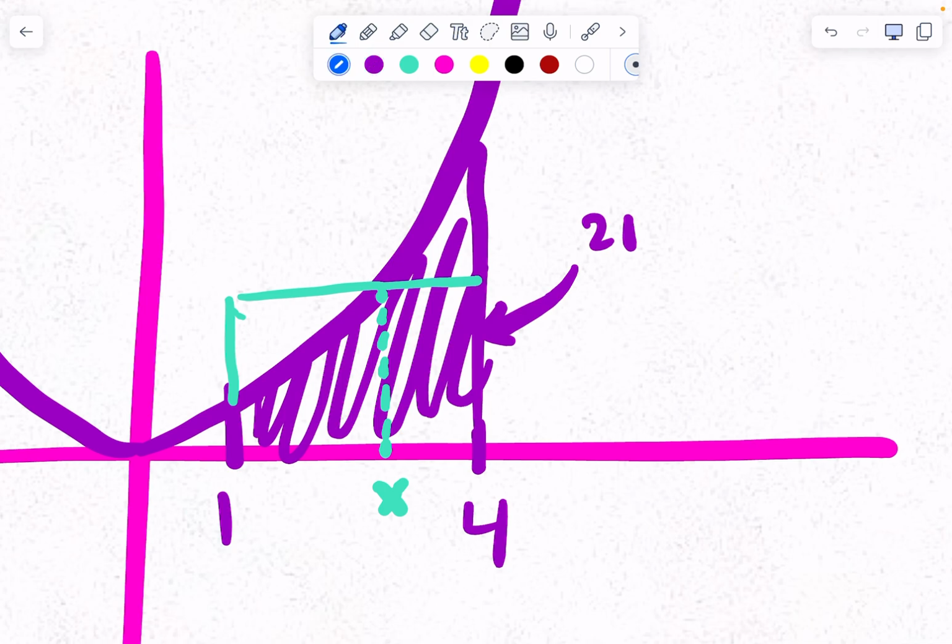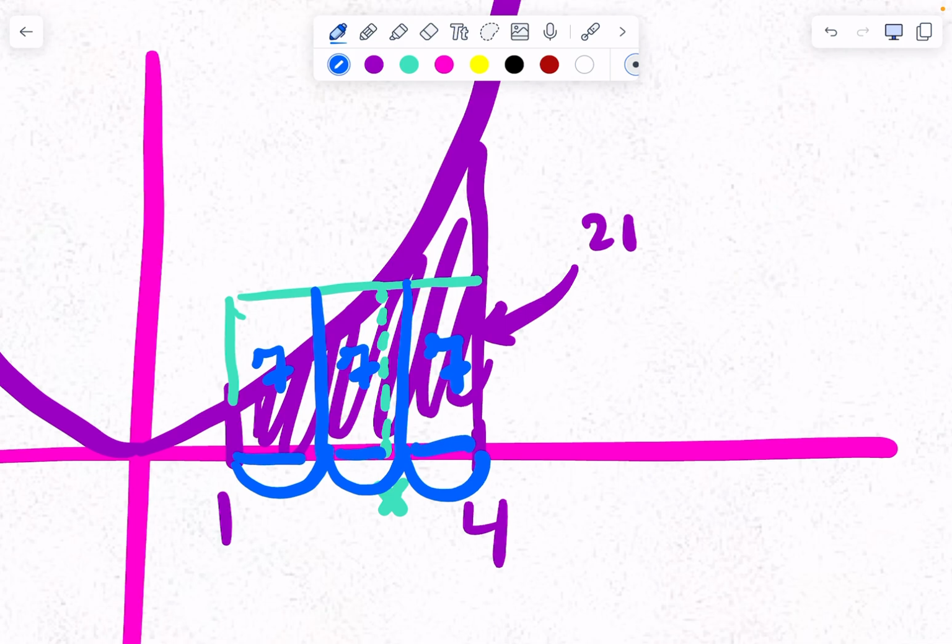But what this means is average value. Here's another way of thinking of average value. There are 3 units from 1 to 4: 1, 2, 3. Each one of those units is containing 7 units, right? So this box is 7 units tall and 1 unit wide.